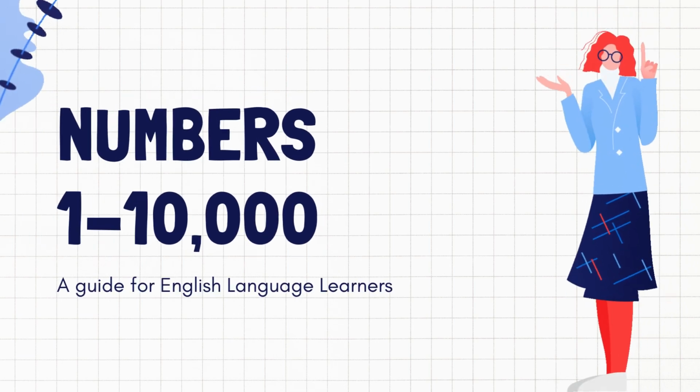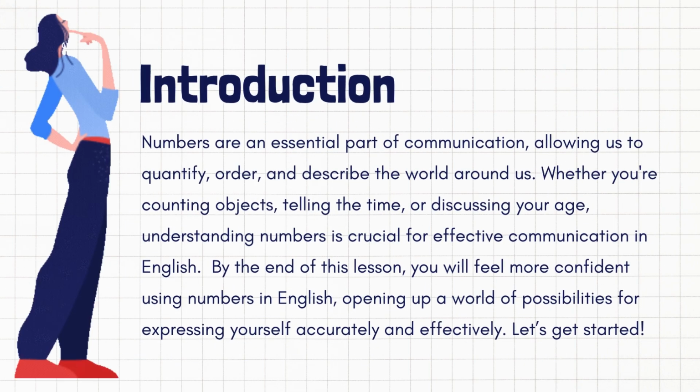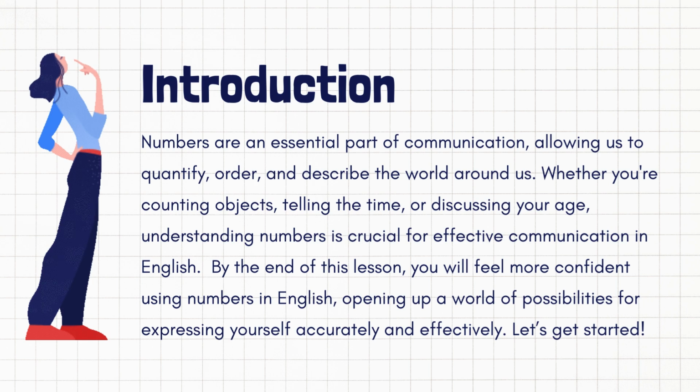Numbers 1 to 10,000. Numbers are an essential part of communication, allowing us to quantify, order, and describe the world around us. Whether you're counting objects, telling the time, or discussing your age, understanding numbers is crucial for effective communication in English. By the end of this lesson, you will feel more confident using numbers in English, opening up a world of possibilities for expressing yourself accurately and effectively.